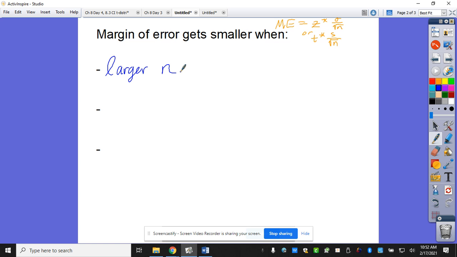N is on the bottom. So as N gets bigger, this whole thing gets smaller. T is not on the bottom, so it works directly. So taking a smaller Z, which comes from a smaller or lower confidence level.